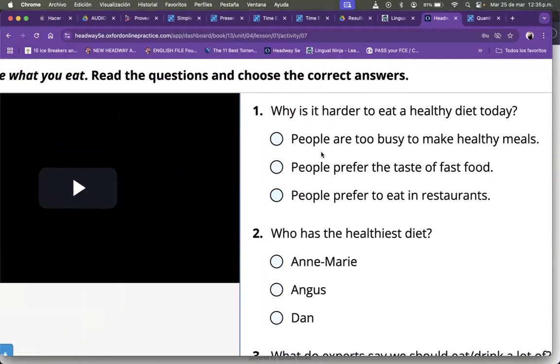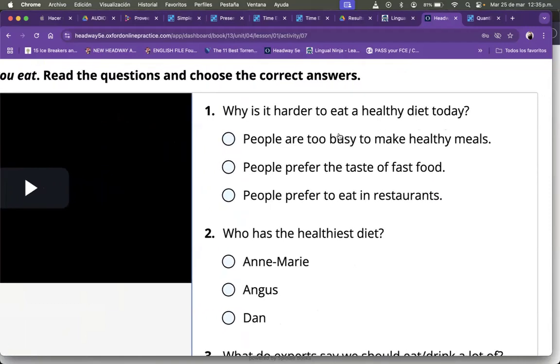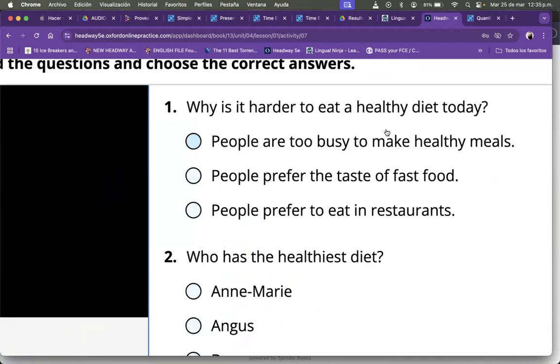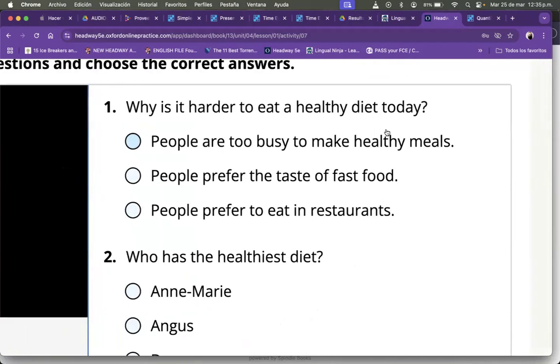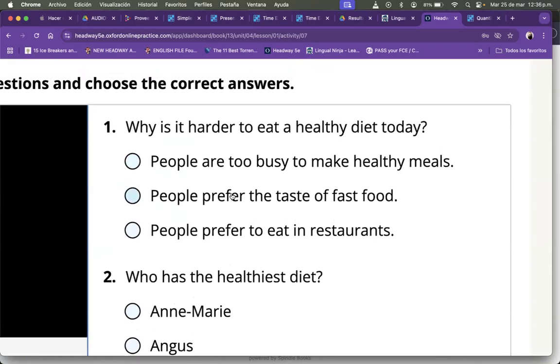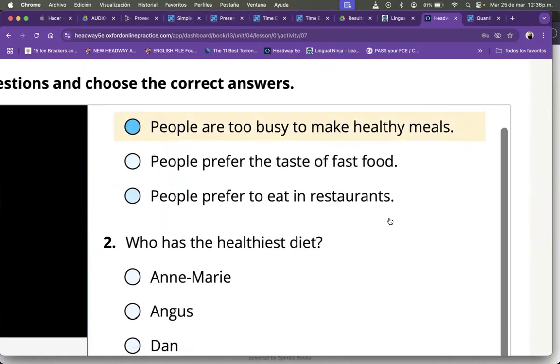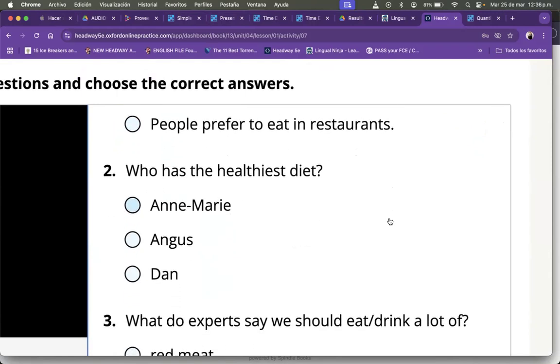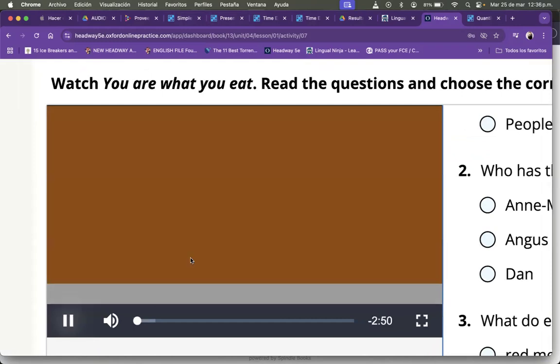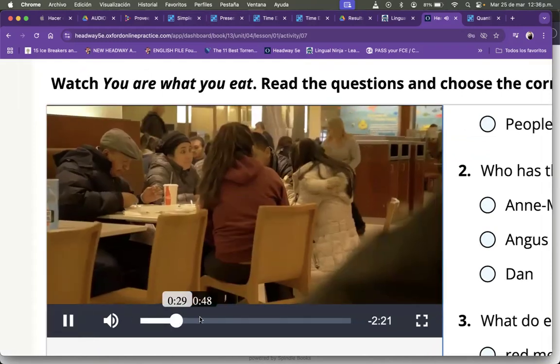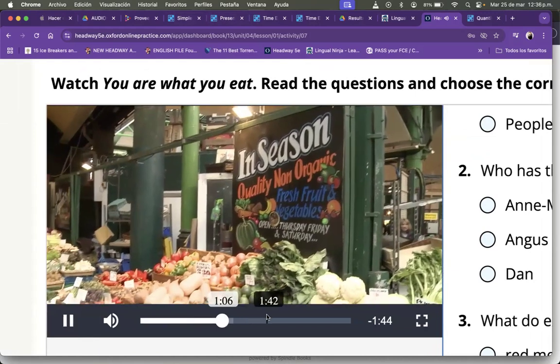So why is it harder to eat a healthy diet today, guys? People are too busy, people prefer the taste of fast food, or people prefer to eat in restaurants. People are too busy to make healthy meals. Okay. Who has the healthiest diet? Do you remember these guys? Fast food.